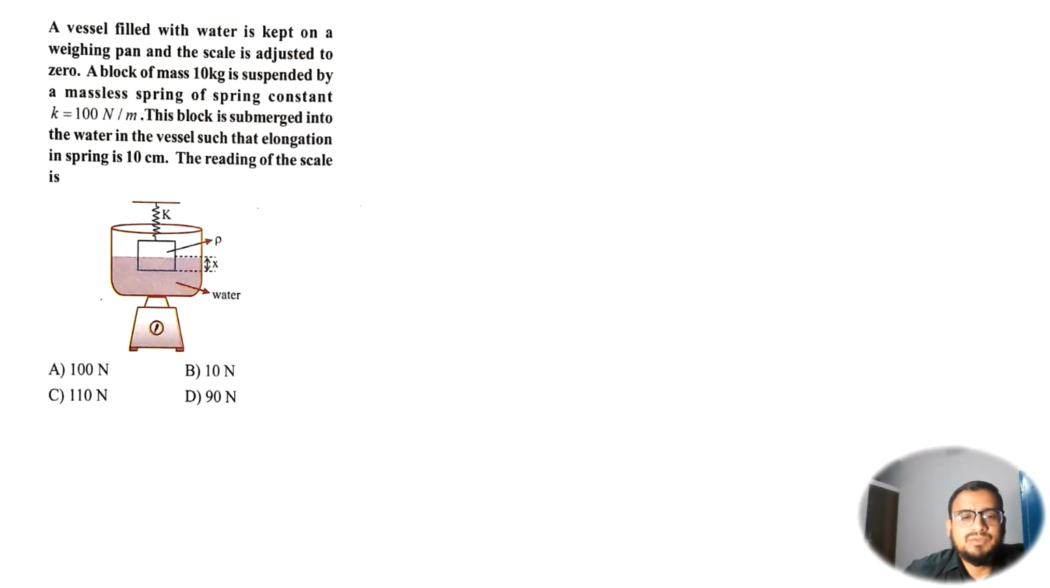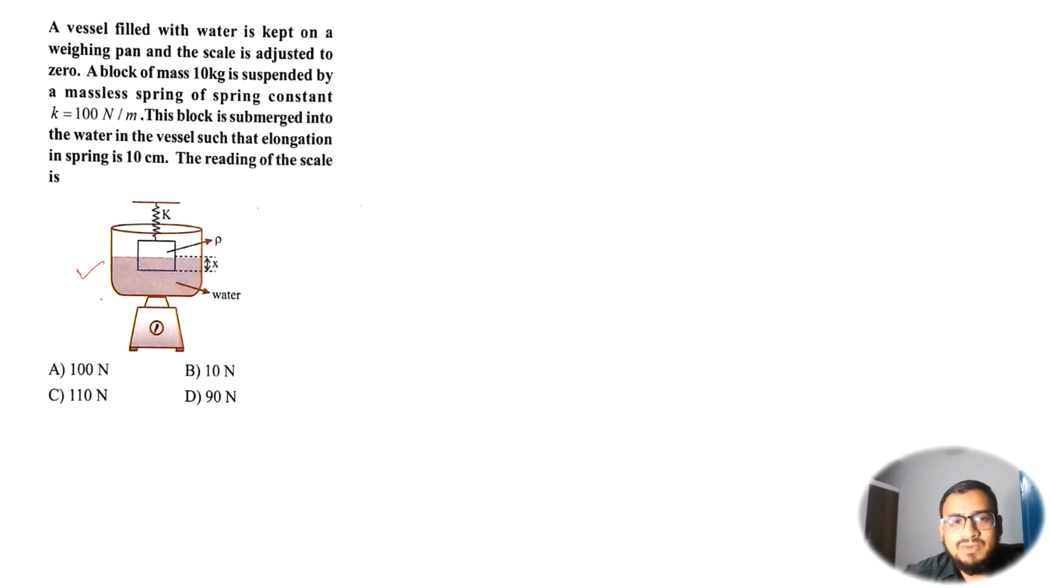All right, let us see question number 2. It says that a vessel filled with water is kept on a weighing pan. This is the vessel shown here. It is filled with water and kept on a weighing pan, and it's adjusted to 0. Now it is 0. We can adjust it, right?